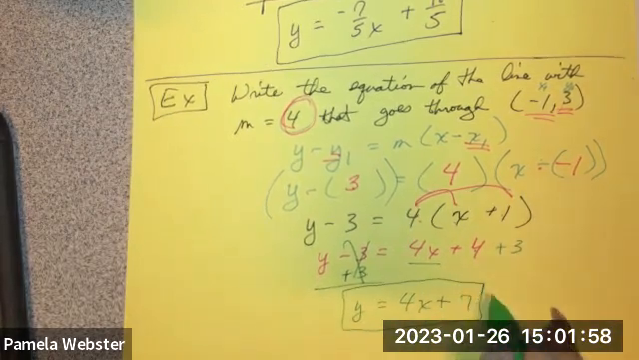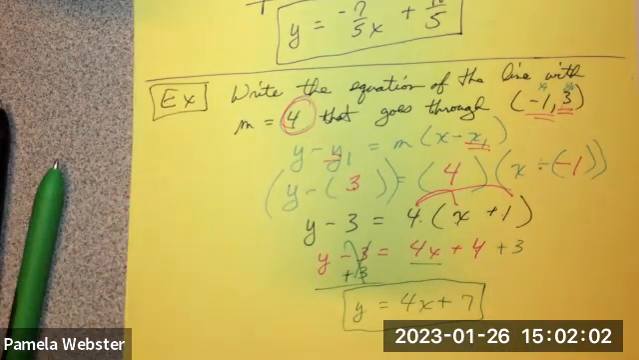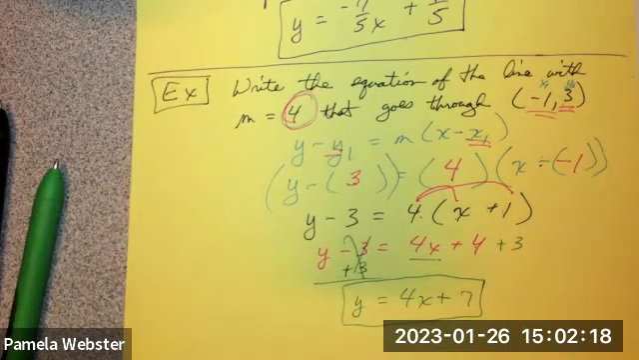Y equals 4x plus 7. There you go. And you know, if you're not sure, you want to check yourself, you can always go back and graph these where the y-intercept is a 7 and the slope is a 4. And check yourself and make sure that that goes through the point -1, 3. It better, right? But you can always go back and double check. All right.